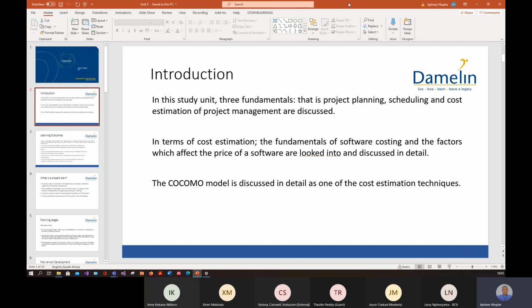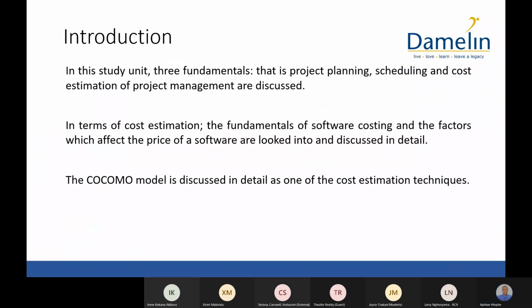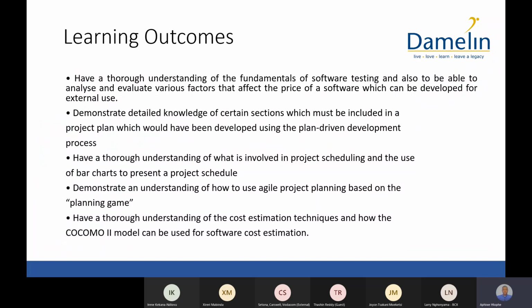Okay, so we will cover the following learning outcomes. Have a thorough understanding of the fundamentals of software testing. Also be able to analyze and evaluate various factors that affect the price of a software which can be developed for external use. Demonstrate detailed knowledge of certain sections which must be included in the project plan, which would have been developed using the plan-driven development process.